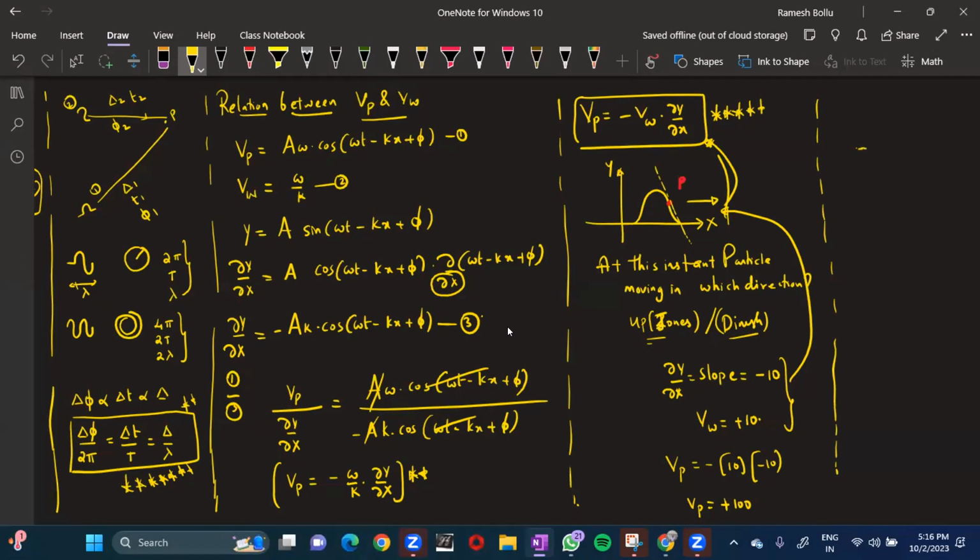One more question. One particle is going left side, wave is going left side. There is another particle P. So same question. At this instant, the particle is moving in which direction? Answer, everyone. Upward. Again upward? Who is that? Yes, upward.